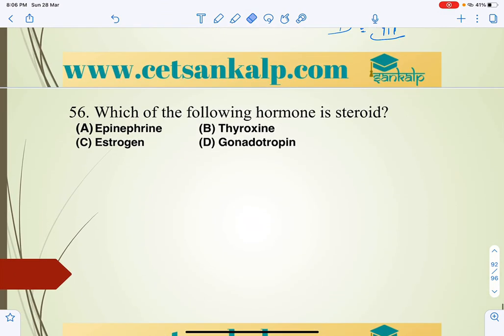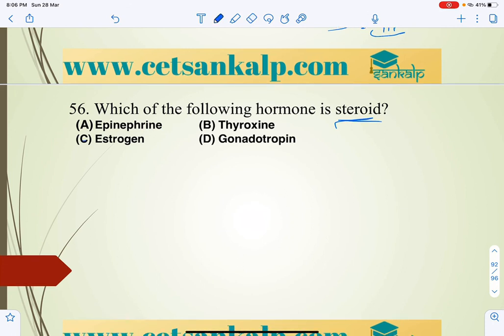Next, which of the following hormones is a steroid hormone? Steroid hormones we have already listed. So that is estrogen, progesterone, aldosterone. These are the steroid hormones, right? Which of the following hormones is a steroid hormone? That is estrogen. Along with that, we can also add progesterone to this.